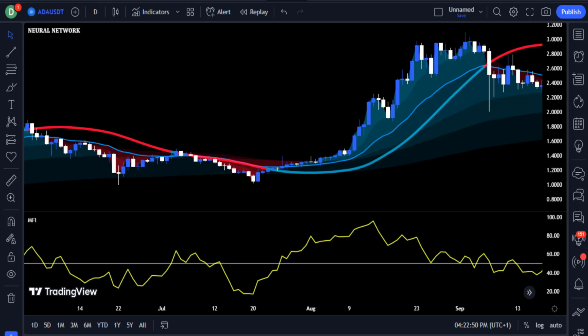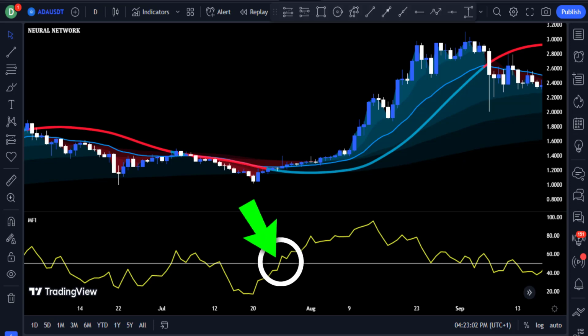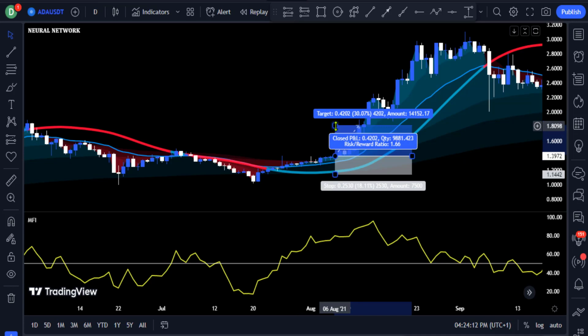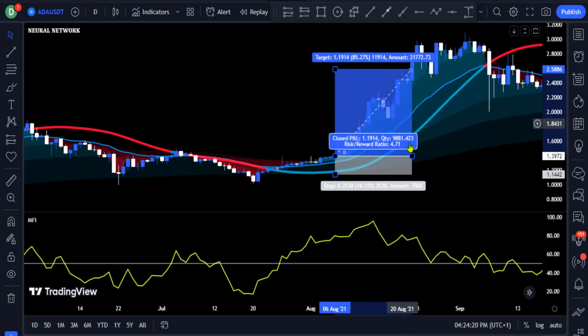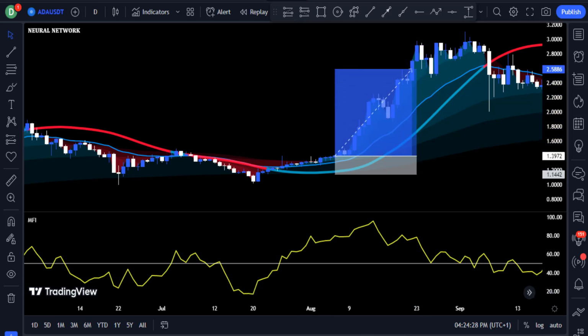For example, here, when you see this MFI line cross above the center line, the price has also crossed above the HMA line and the 200 EMA line of the neural network indicator, which is a confirmation of this long trade entry signal that you got here. You will place a long trade at the close of this candle and set your stop loss at this low and extend your profit target to a 4.7 risk to reward ratio. As you can see, this is a pretty valid trade. Now let's move on to the second indicator.